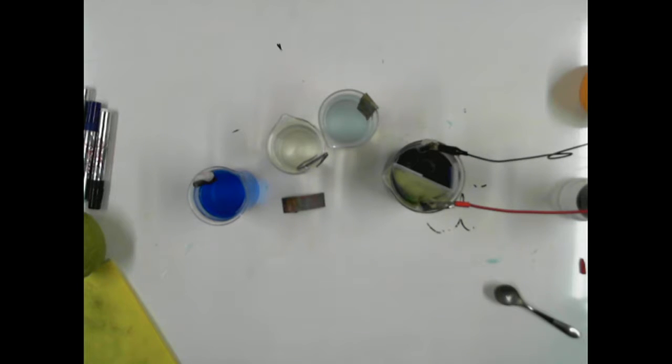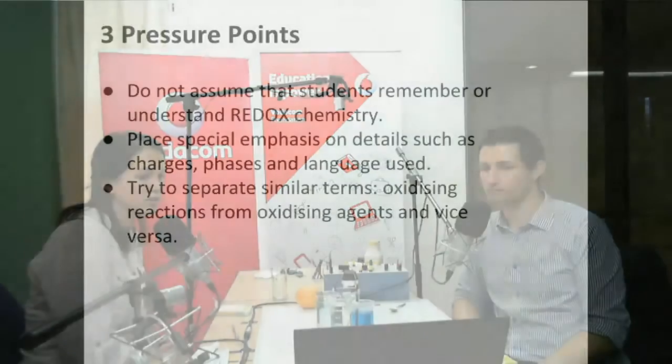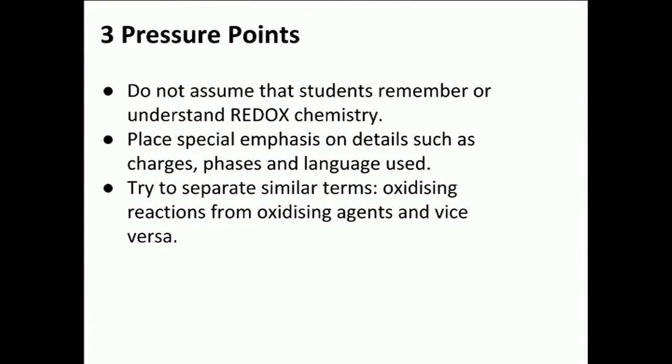Yes. Colors of ions are not directly asked in the syllabus, but useful. Yes. The solution went blue. Could it be copper? Yes. Is the initial sort of conclusion. Then you start to give them that sort of background. Okay, and your last pressure point says try to separate similar terms, oxidizing reactions from oxidizing agents and vice versa.